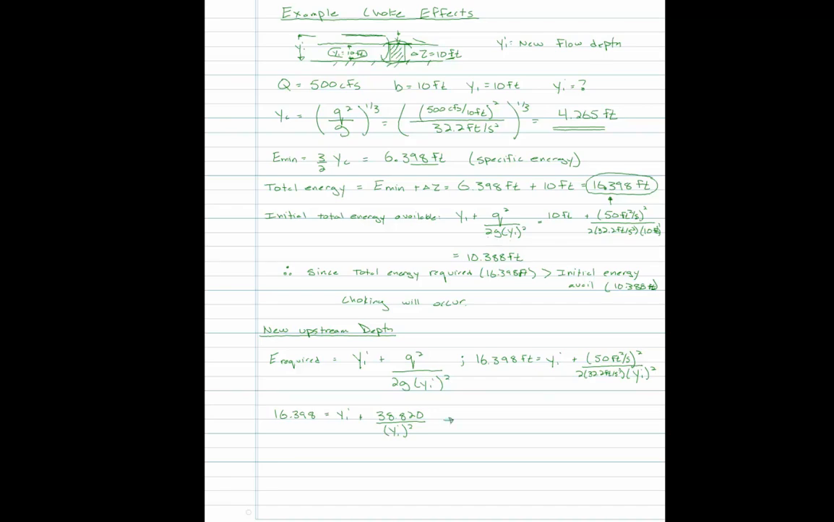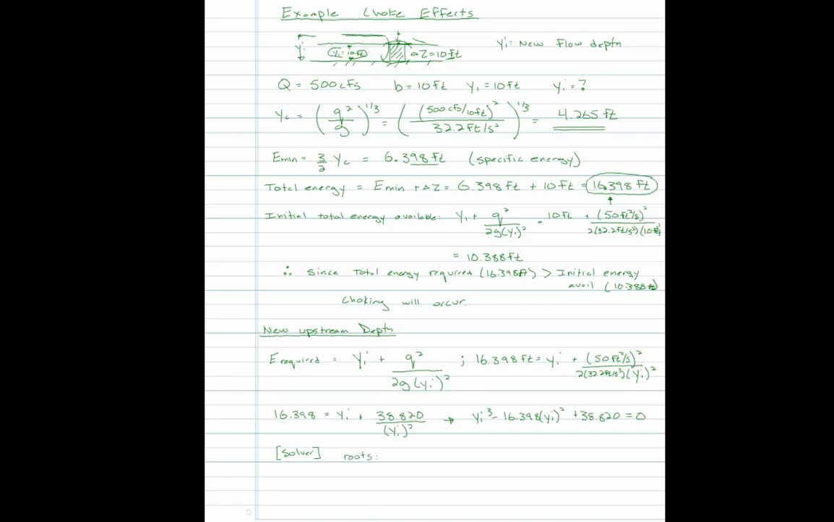that leads to the equation y prime 1 cubed minus 16.398 y prime 1 squared plus 38.820 is equal to 0. Okay, so now we can put that into our solver or use Excel, some method for finding the roots.